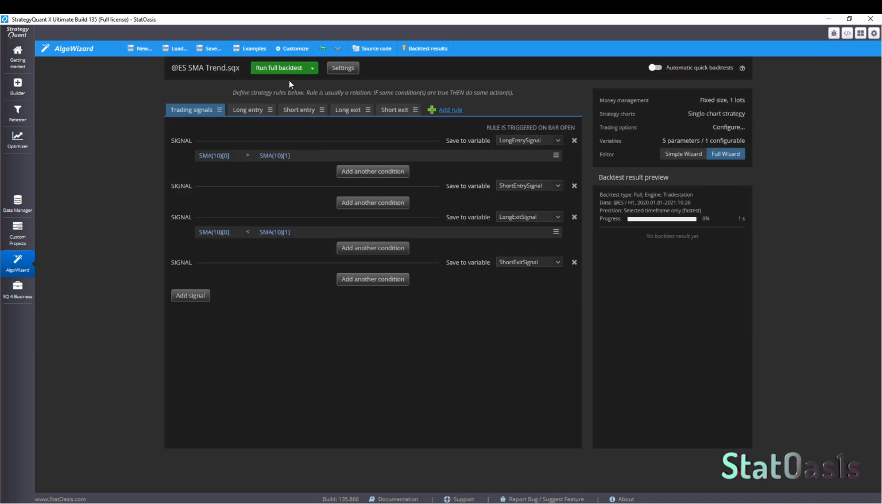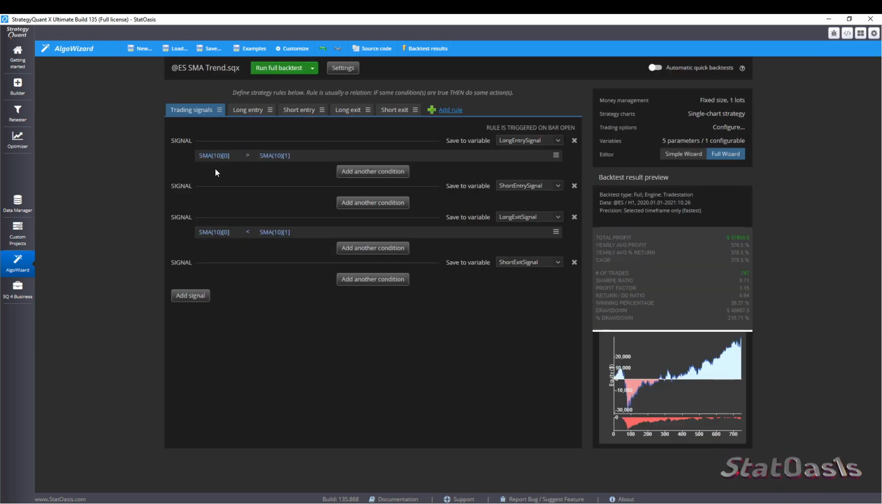I'm going to run a full backtest. This is not a system per se, I'm just testing the theory behind it. So it's a short SMA, 10, above the previous SMA, we go long. When it's below, we go short. And look at this, we have 747 trades making 37,000.